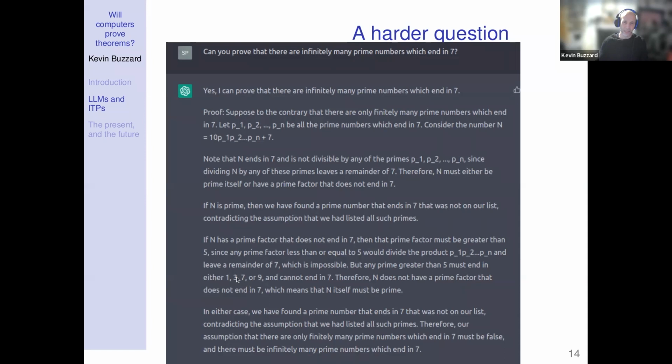And so the mistake is going to be somewhere in this paragraph. And indeed, it's a ridiculous mistake. What do they say? They say any prime greater than 5 must end in either 1, 3, 7, or 9. That's a true statement, and cannot end in 7. That's a load of old nonsense. So in fact, that's the assertion that there are no primes which end in 7. And so therefore, n doesn't have a prime factor that doesn't end in 7, which means that n must be prime. So, make of that what you will. It's talking twaddle, unfortunately. And so you can kind of see that we've reached the limitations of the system now.